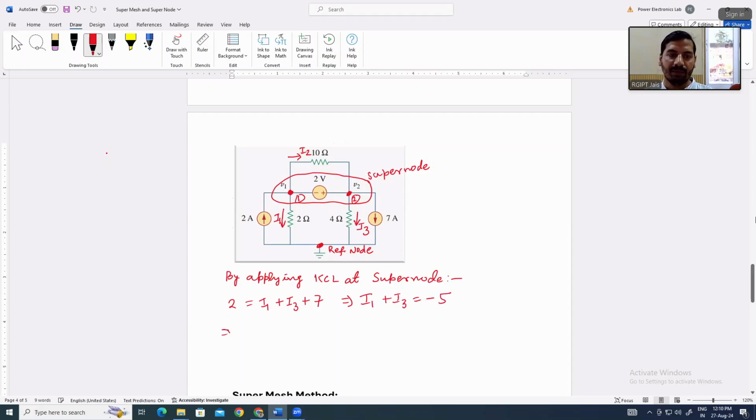What is I1? Now in this case, you know that the reference voltage will be 0, because you have provided ground. When you have assumed the current direction downward, what will be the value of I1 in terms of V1? V1 minus 0 by 2. Right, V1 minus 0 by 2. What is the value of I3?